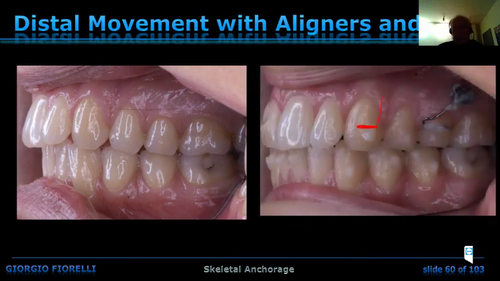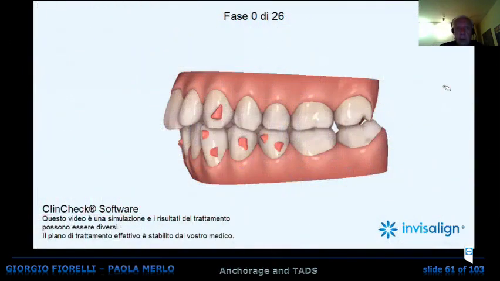So you see the difference. There was a class 2 here, more overjet, and I just had to place the TAD. At the beginning it was here, then I move it here. And it was very, very simple. You can do this for sliding mechanics if you want. I'm not doing it, but it's okay also with Invisalign.